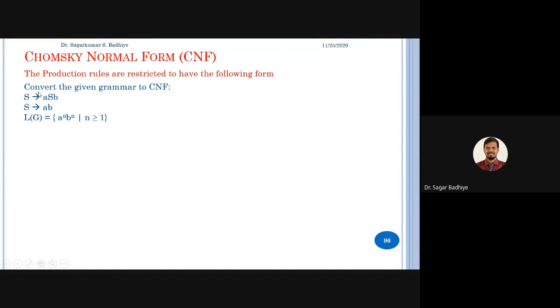Here we are required to convert the given grammar into CNF. So these are the rules: S derives to small a, capital S, small b, and S derives to small a, small b. The language generated by the given grammar is a power n, b power n, such that n is greater than or equal to 1. Now, is the given grammar in CNF? Yes or no?